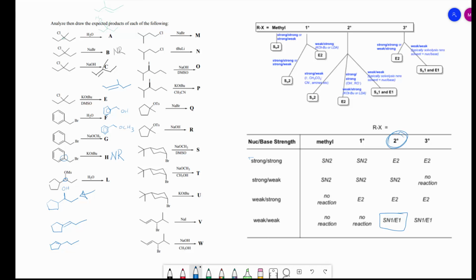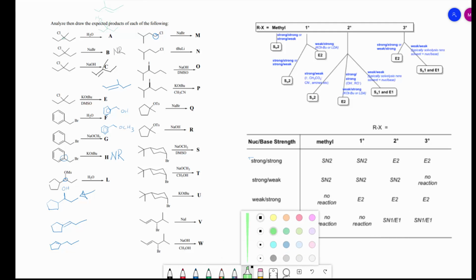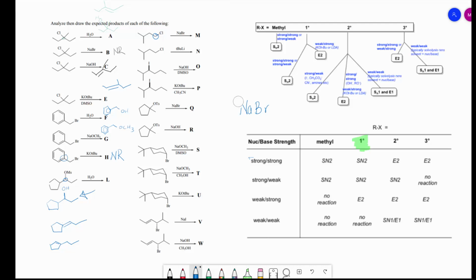Now, to the next column for product M up here, we have a primary alkyl halide. So we're going to be looking in this column here, primary alkyl halide, and we have sodium bromide. Remember, when you see a metal, and sodium is a metal, it is delivering an anion. Bromide is a strong nucleophile but a weak base. So we expect an SN2 reaction mechanism to occur. So the substitution product would look like this.